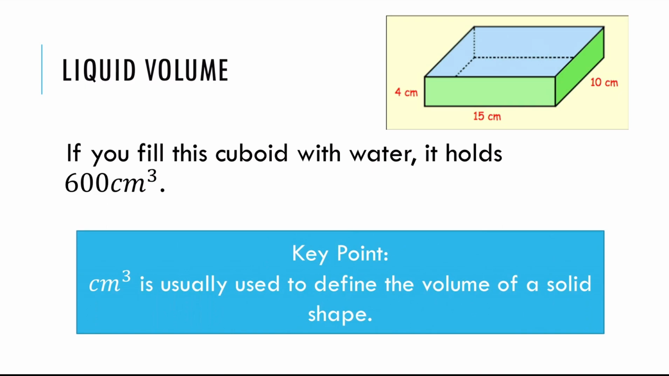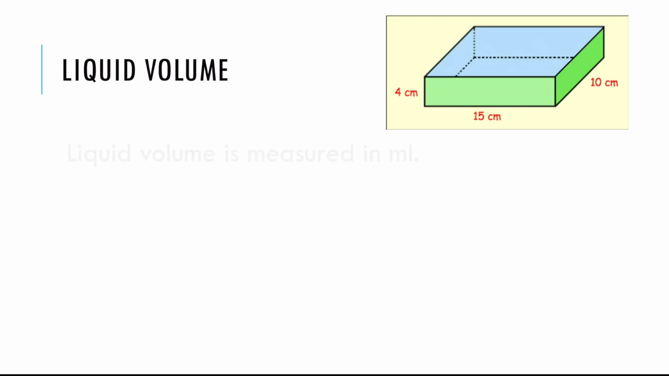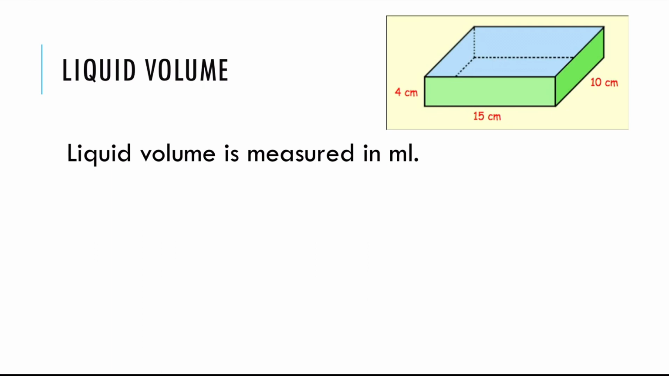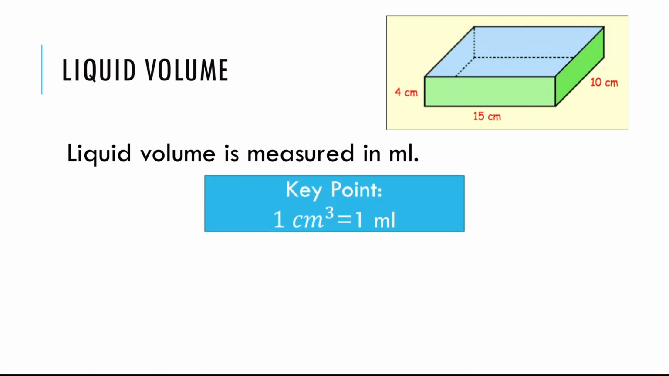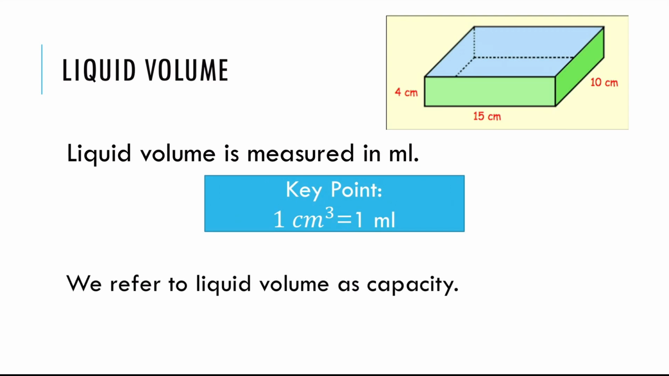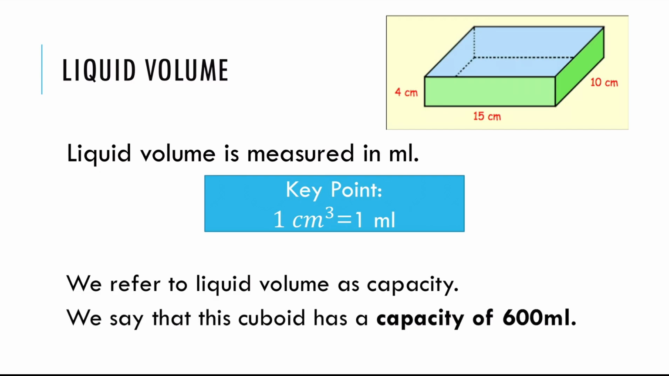But centimetres cubed is usually used to define the volume of a solid shape. We would like to use a different measurement for filling it with water. So liquid volume is measured in millilitres, and the key point here is that 1 centimetre cubed is the same as 1 millilitre. So if we know it in centimetres cubed, we know it in millilitres. We refer to liquid volume as capacity. So you might be asked, what is the capacity of this cuboid? And the capacity of this cuboid is 600 millilitres, since its volume is 600 centimetres cubed.